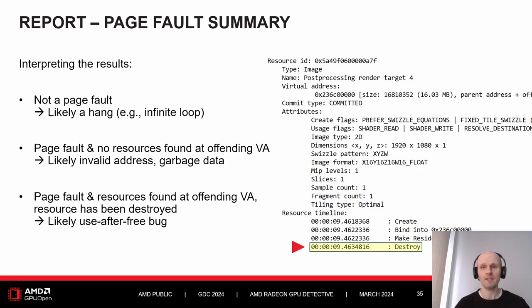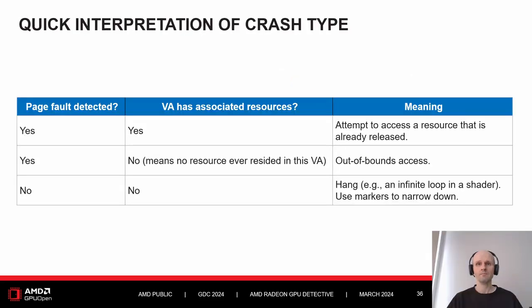This resource, named post-processing render target 4, is identified as an associated resource with the offending virtual address, and the resource timeline shows it was destroyed at 9 seconds timestamp. So, the application was trying to access a resource which is already destroyed, which resulted in a crash. So we can conclude that very likely the bug is about trying to access this specific resource after it was destroyed, the popular use after free bug.